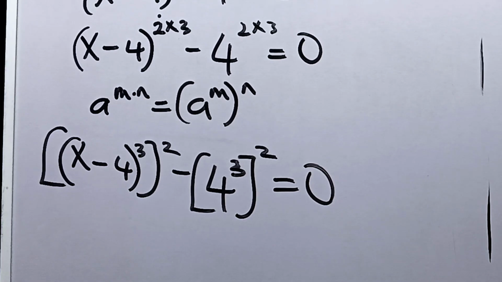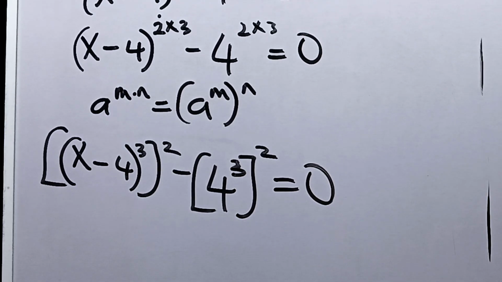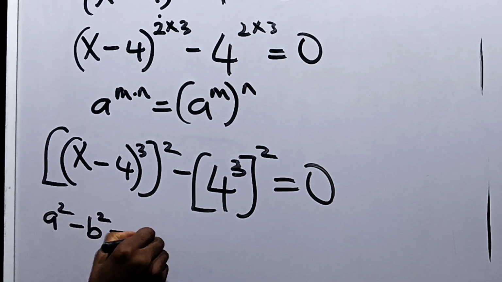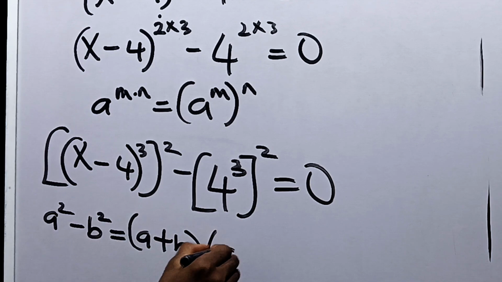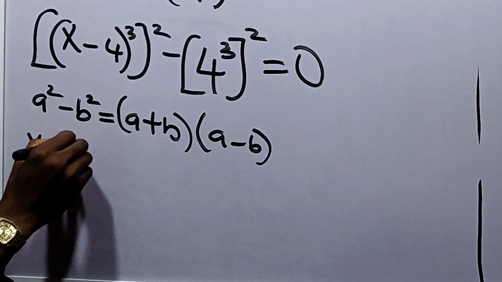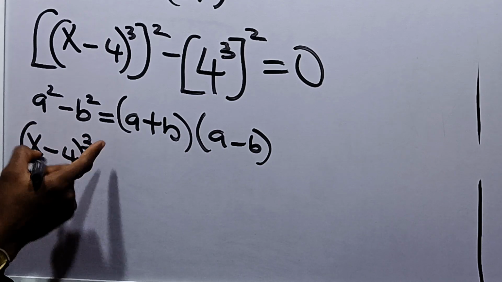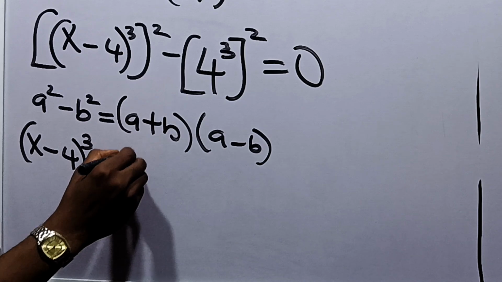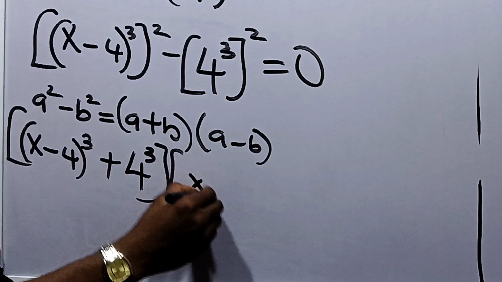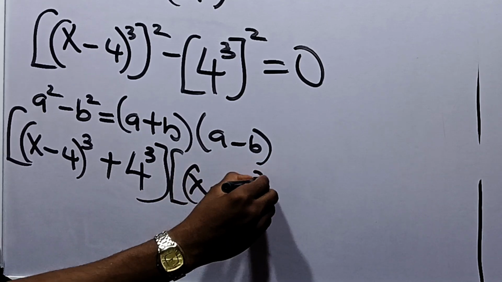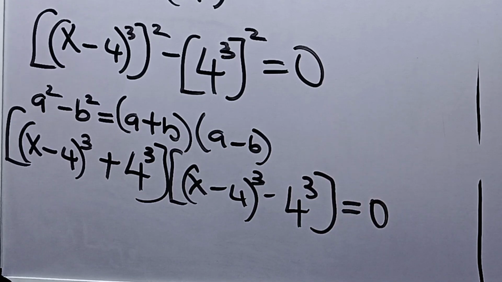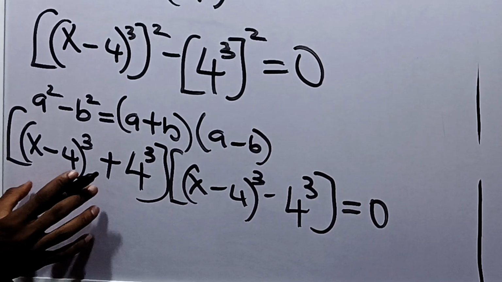Now from here we can say that this is a difference of two squares, so we can use it to solve this. The difference of two squares states that a^2 − b^2 is equal to (a + b)(a − b). Applying that law here, we now have (x − 4)^3 as our a, plus b, which is 4^3, multiplied by (x − 4)^3 − 4^3, equal to 0.